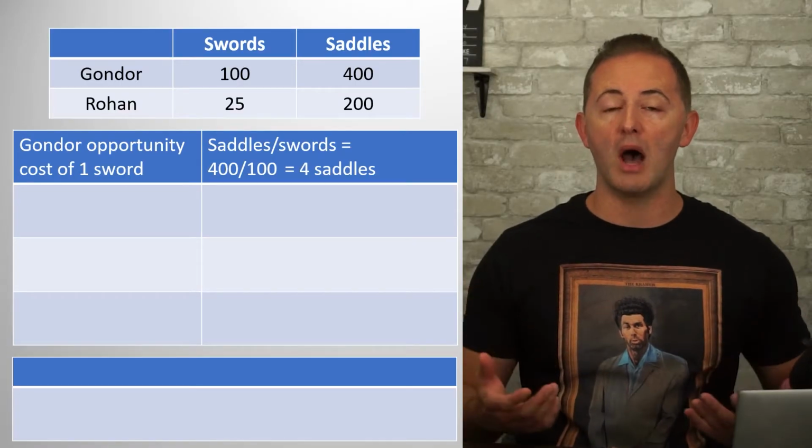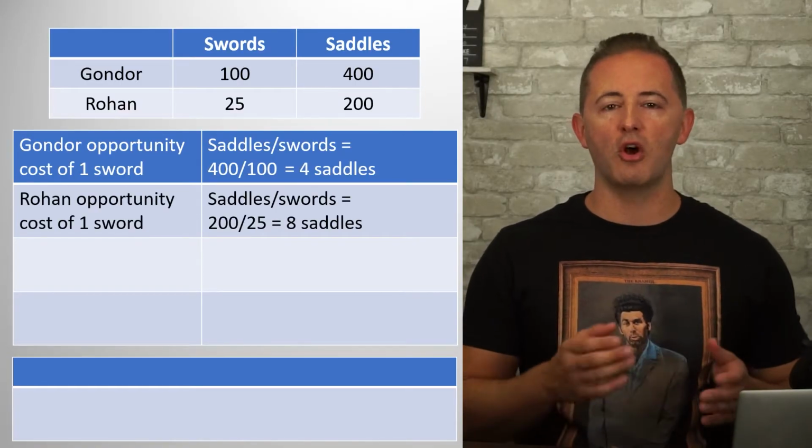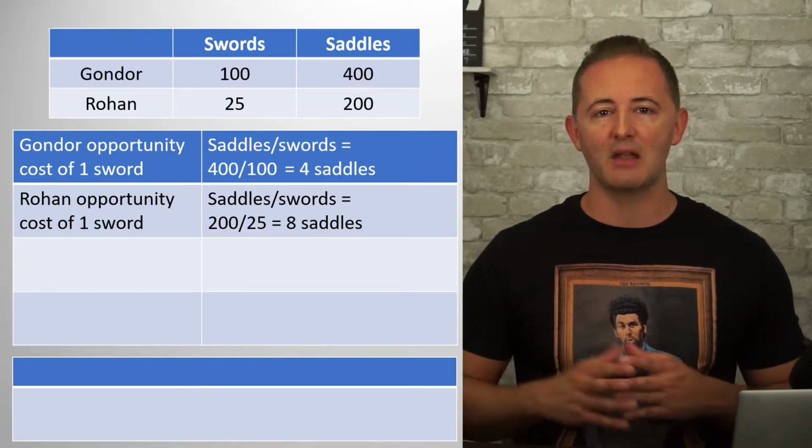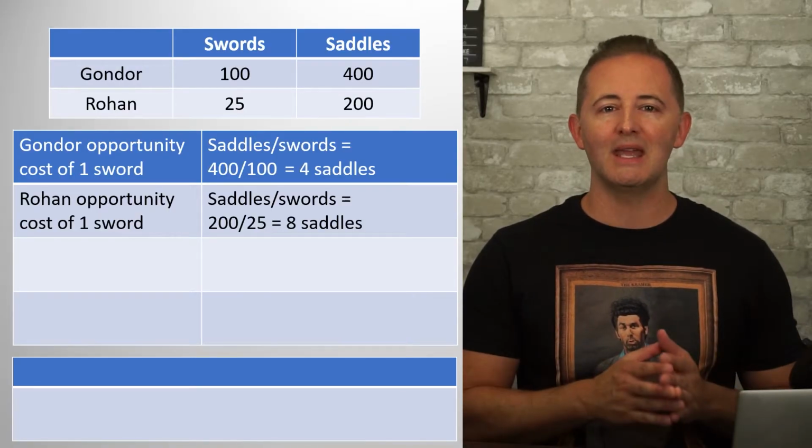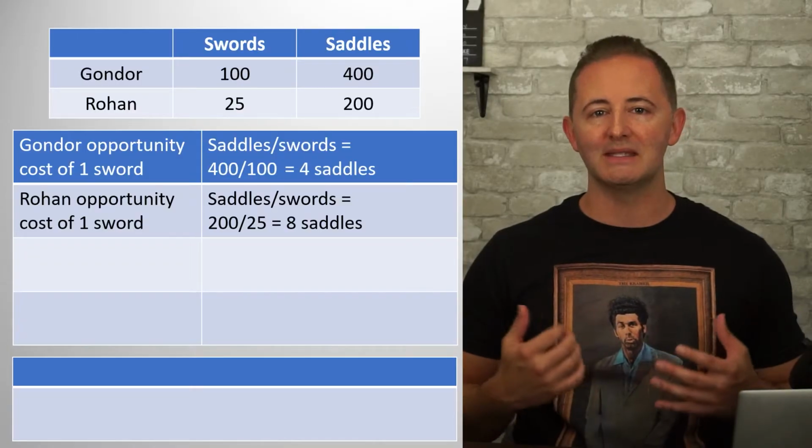Now do the same thing for Rohan. Saddles over swords, so 200 over 25. Simplify, and we get 8 saddles. For every one sword Rohan makes, it's giving up the opportunity to produce 8 saddles.